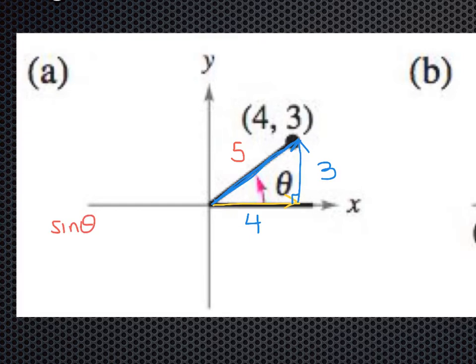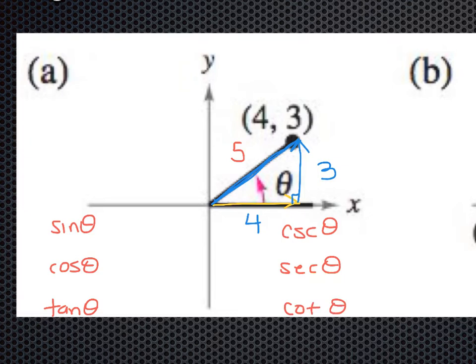So sine of theta, cosine of theta, tangent of theta, and then cosecant of theta, secant of theta, and cotangent of theta. Sine is opposite over hypotenuse. This is theta. Opposite would be 3. Hypotenuse would be 5. Cosine is adjacent over hypotenuse. Adjacent is 4. Hypotenuse is 5. Tangent is opposite over adjacent. Opposite is 3. Adjacent is 4.